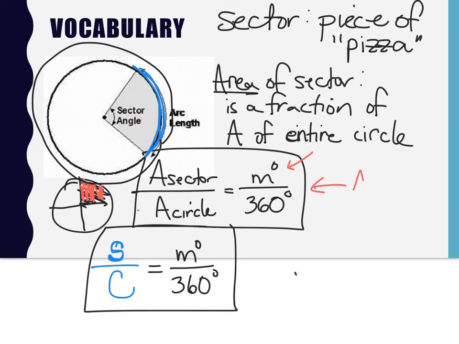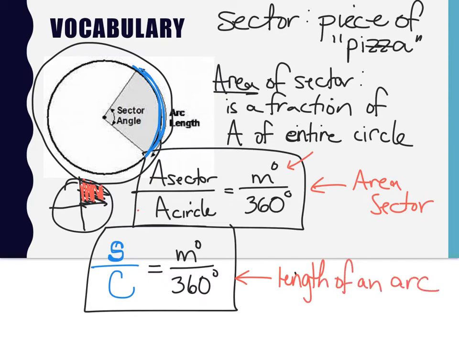So let's go write some things beside of this. This will find you the area of a sector. This formula or proportion will find you the length of an arc. Let's go use them.